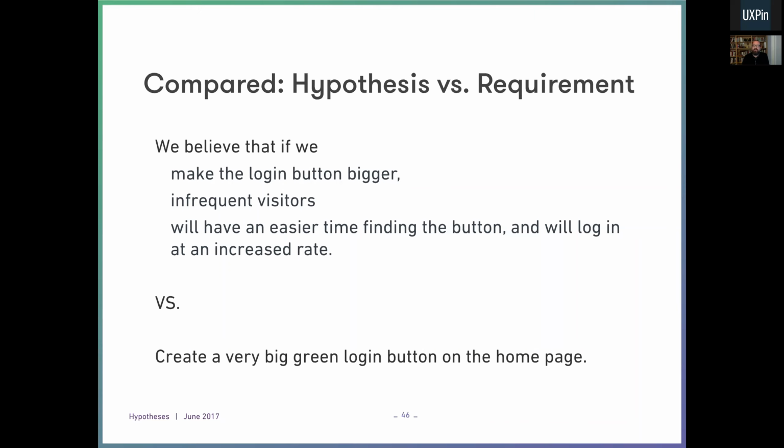And so if we go into this with the framing at the top, we have the opportunity to say, look, we're going to build features iteratively until we get people logging in at an increased rate. Whereas if we work with a requirement statement, we just say, okay, we made the green button, we're done, and we're not being responsible for business results.